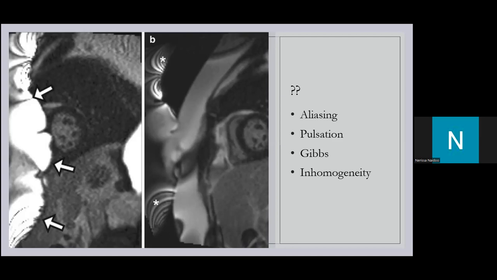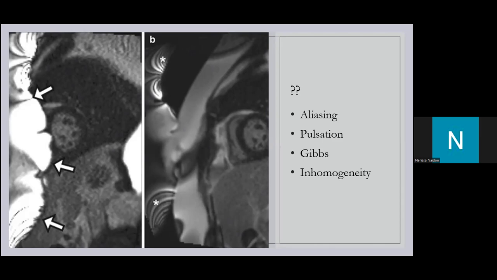Okay, so this is aliasing, also known as a wraparound effect. Basically this happens when your field of view is smaller than the area being imaged. So the region outside the field of view wraps around and is then projected on the opposite side of the image. The projected body part may cover the area of interest. So if you look at image A here, it's covering basically the right ventricle. So this is no good.